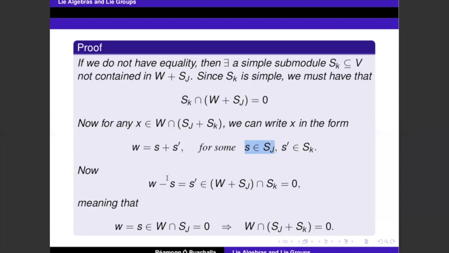So if these two things are equal to each other, that means that they live inside the intersection of w plus s sub j, intersection s sub k. But by the trivial intersection up here that we started with, we know that this is 0. So that means that this element here is actually equal to 0. Or equivalently, w minus s is equal to 0, which means w is equal to s, and this lives inside w intersection s.